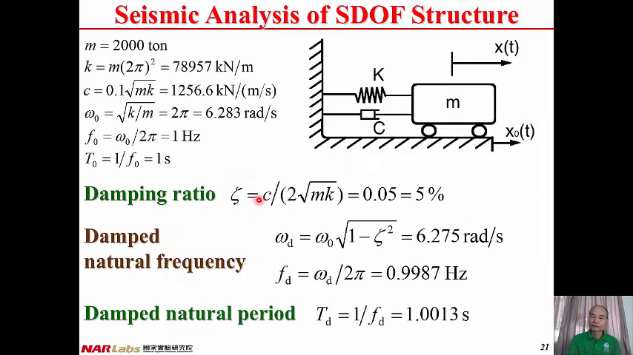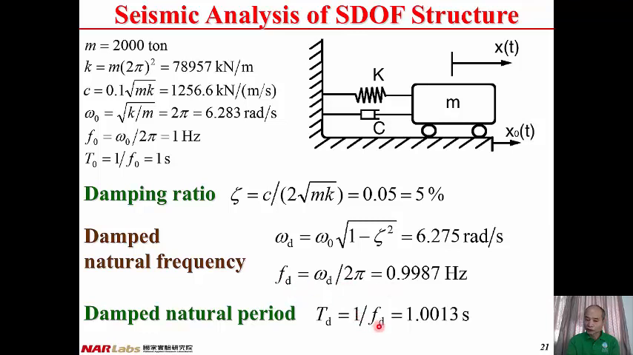From the damping coefficient C, the mass M, and the stiffness K, we can compute the damping ratio zeta equal to 0.05, equal to 5%. From the natural frequency omega 0 and damping ratio zeta, we can compute the damped natural frequency omega d equal to 6.275 radian per second. From omega d divided by 2 pi, we can have the damped natural frequency Fd equal to 0.9987 Hertz. It's very close to 1. It's 0.9987 cycles per second.